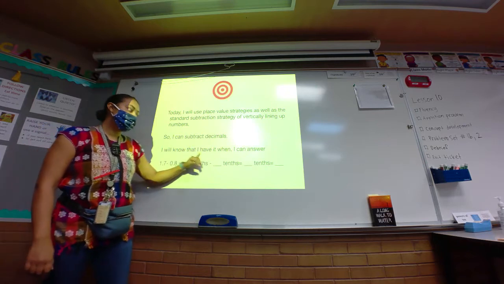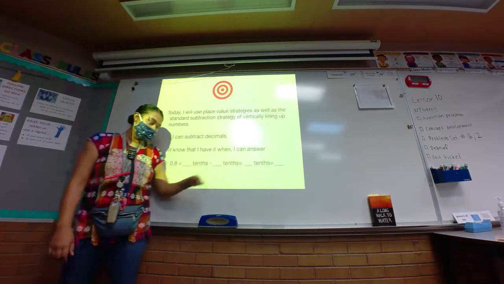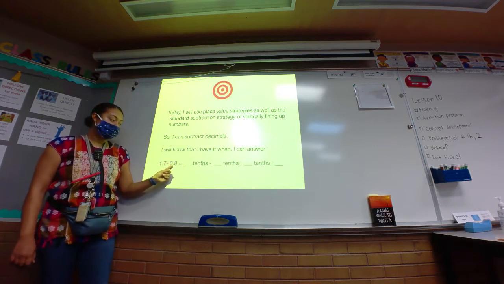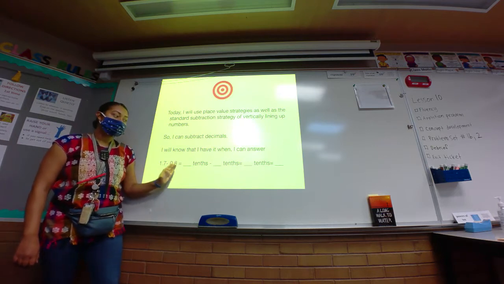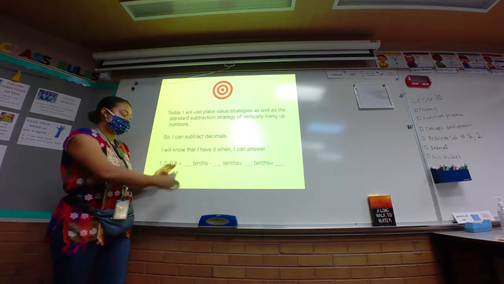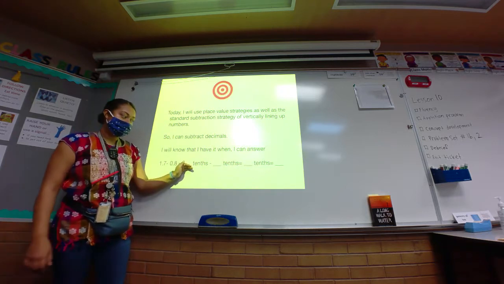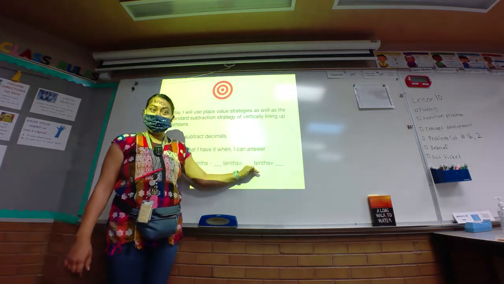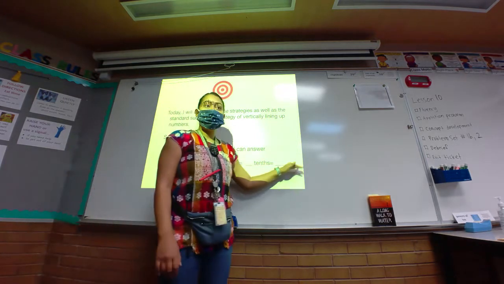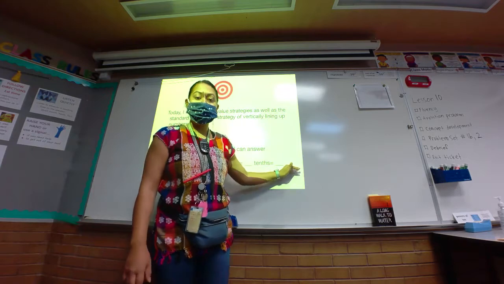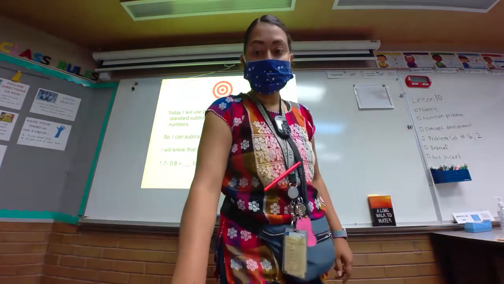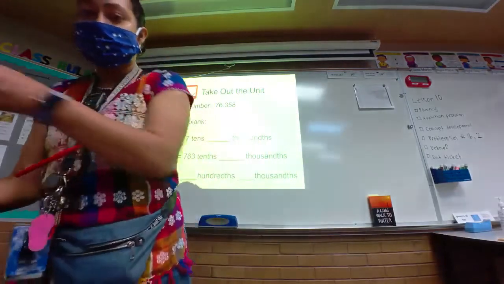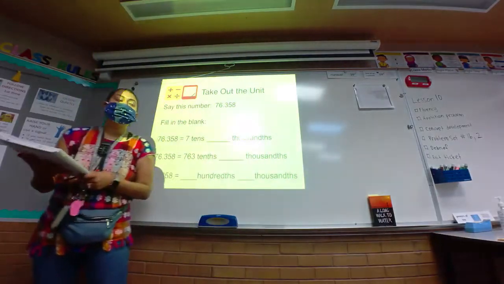So I will know that I have it when I can answer 1 7/10 minus 8/10. So you're going to rewrite it as that's unit form blank tenths minus blank tenths, which equals unit form blank tenths, and then it equals in standard form. What does it look like written in standard form, okay? So first let's talk about, take out the unit, okay?